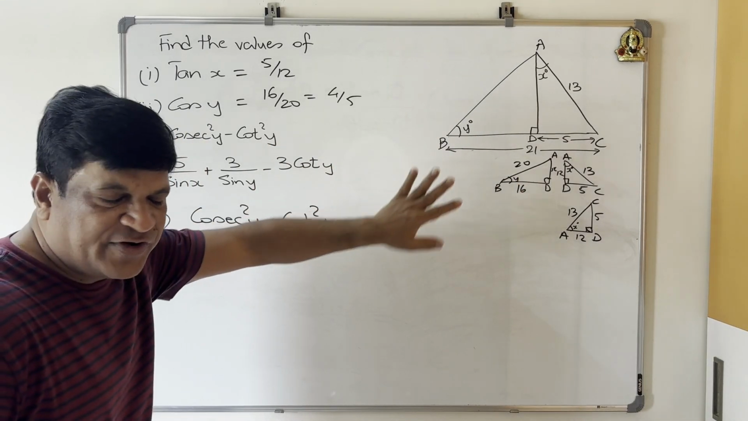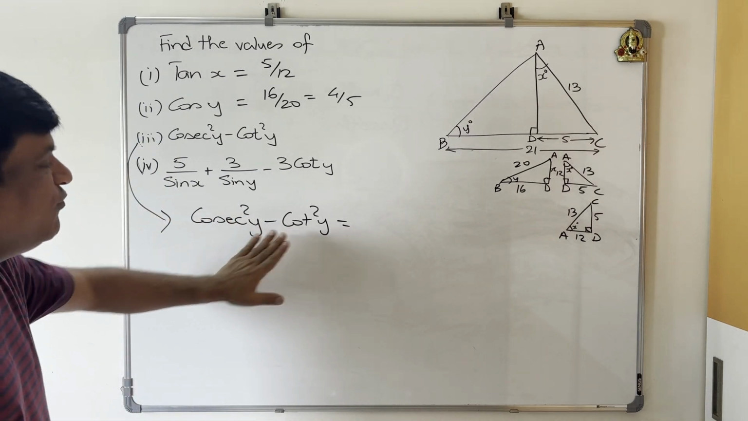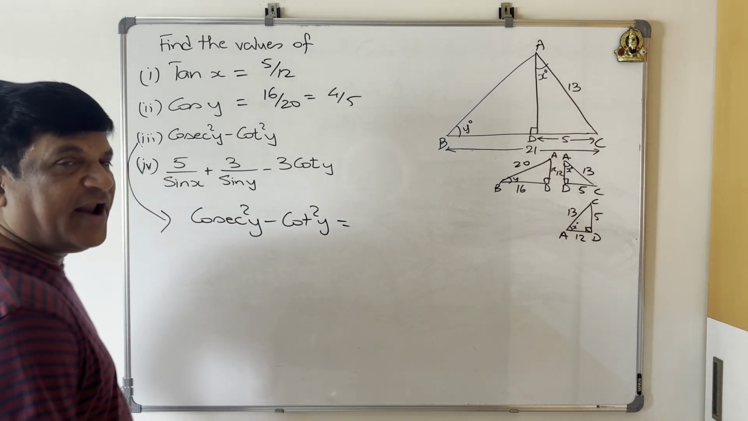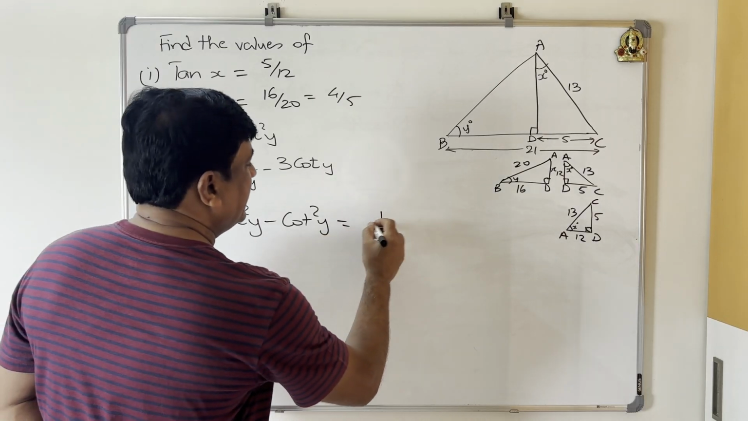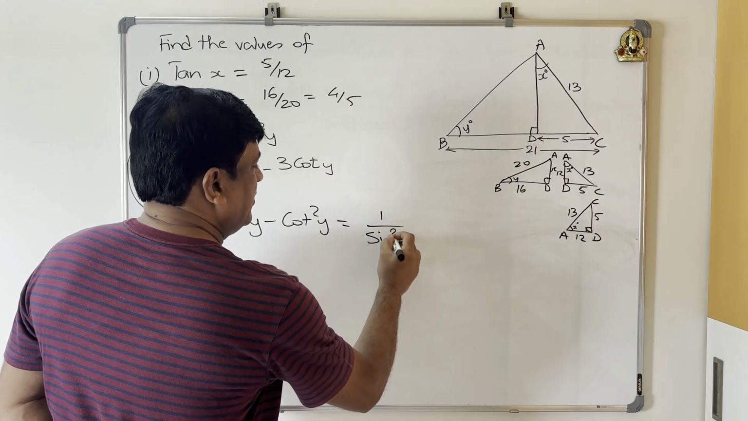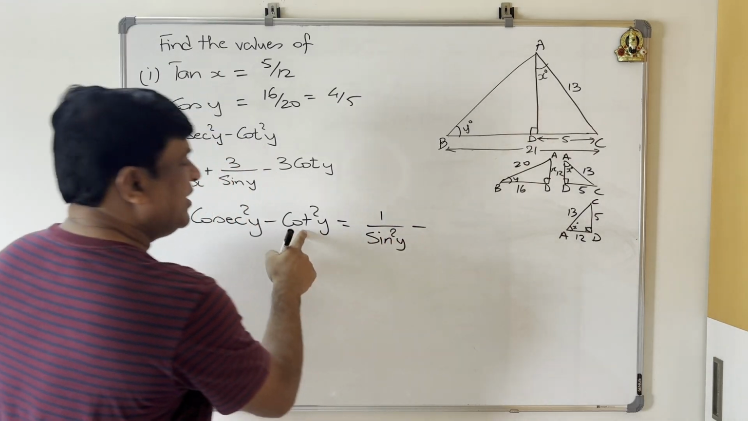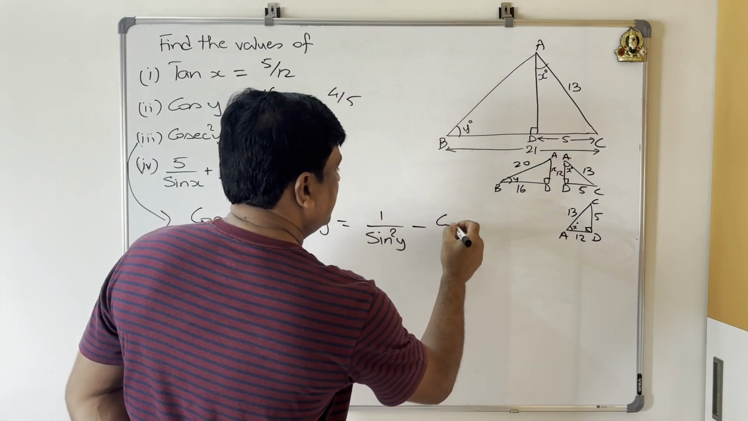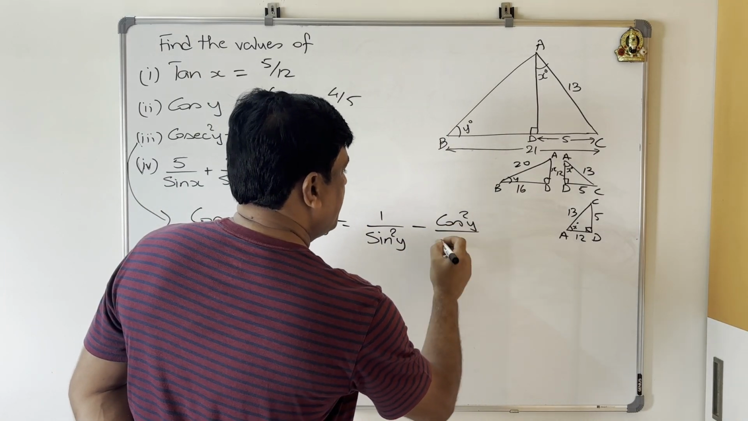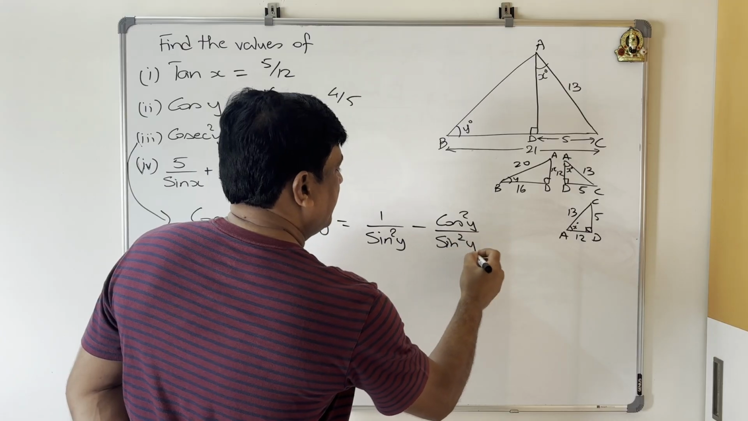I don't want to use the triangles. I'll just use these two functions and do it. How can I write cosec squared? I can write it as 1 by sine squared y. And how can I write cot squared y? I can write it as cos squared y by sine squared y, right?